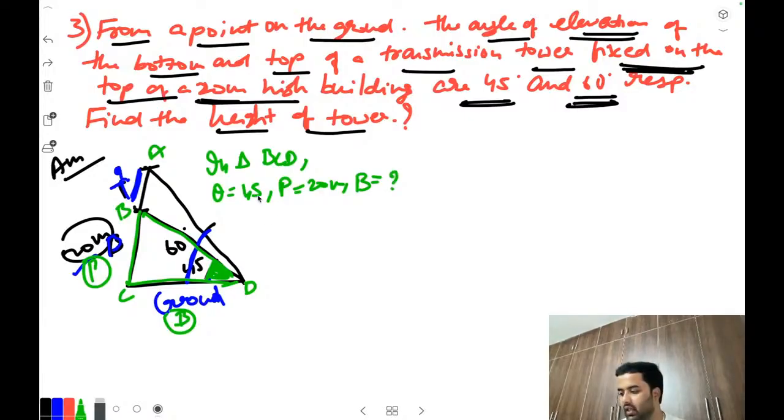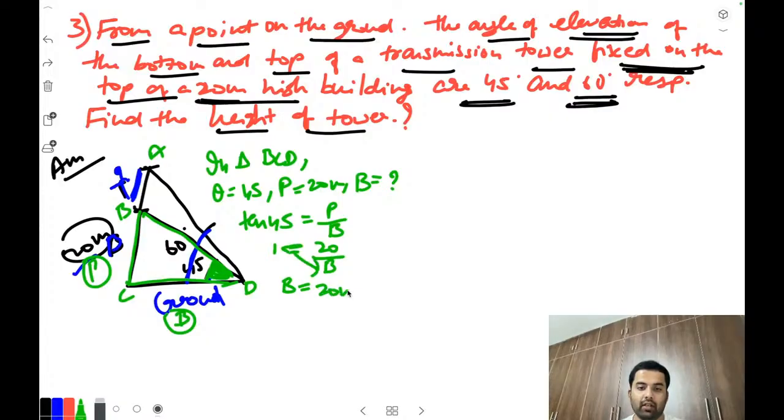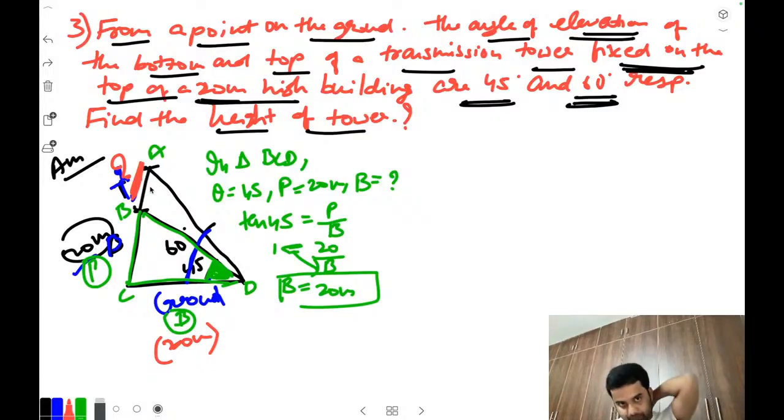According to P by B, again tan theta will come. So tan 45 equal to P by B will come, and tan 45 becomes 1. This is 20, and the base becomes what after cross multiplication? Base becomes 20 meter. See, base value we got as 20 meter. Now you have the base, and you have to figure out this one. I'm keeping the red color. What is the answer of this? How to figure out?